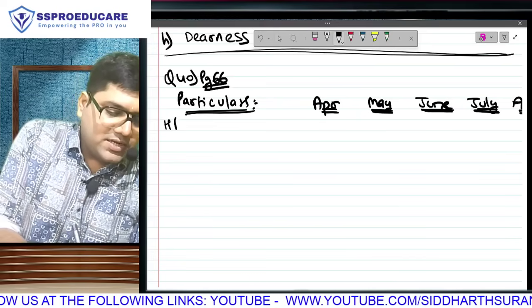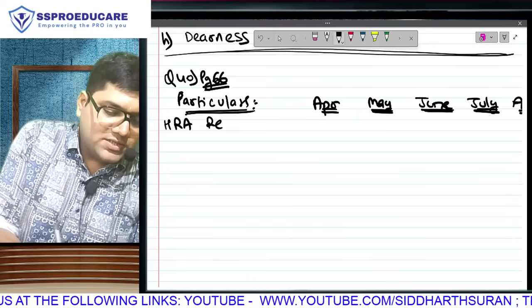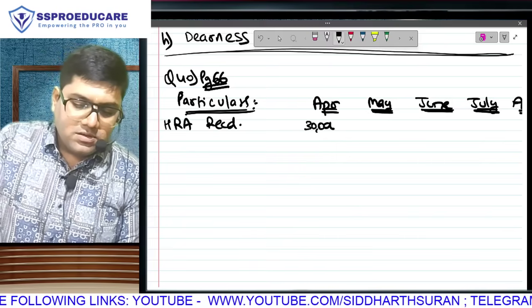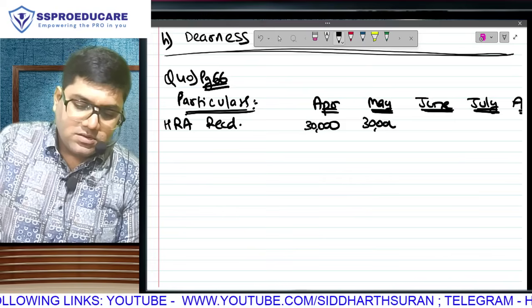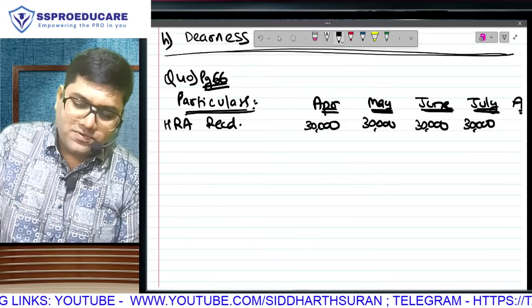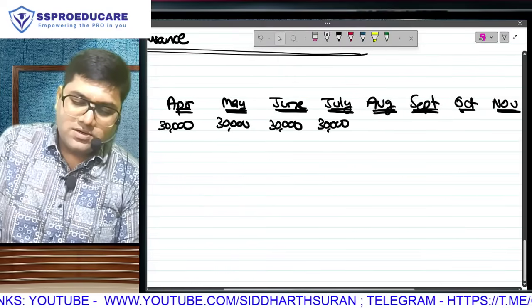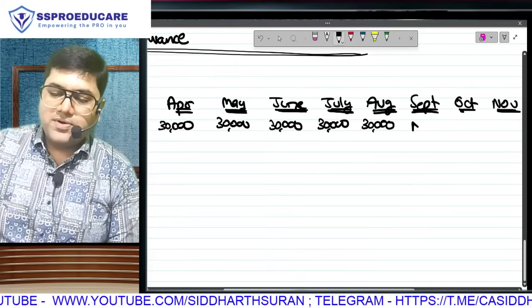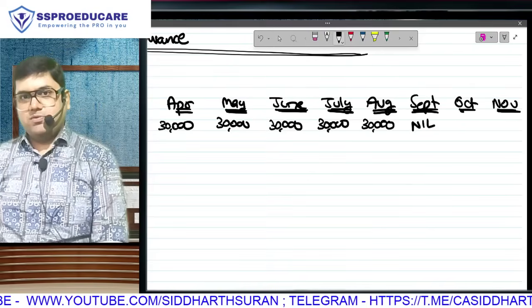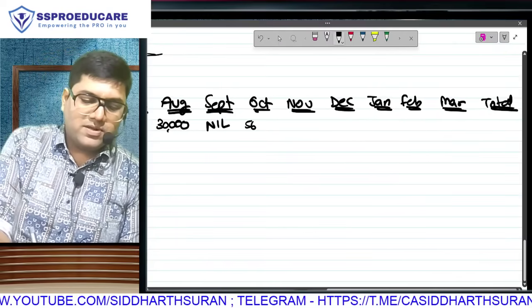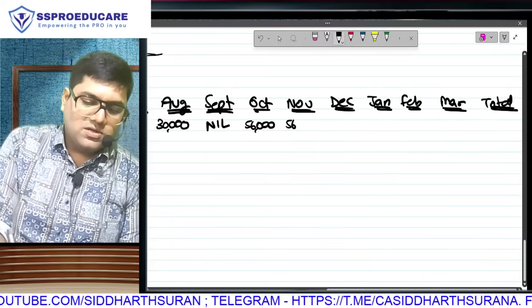There is some HRA which is actually received in all these months. Starting, he was receiving from A Limited 30,000 till the month of August. Correct? In September he did not have any job, so it was 0. And then from October to March, how much did B Limited pay? That's 56,000. So you understand.